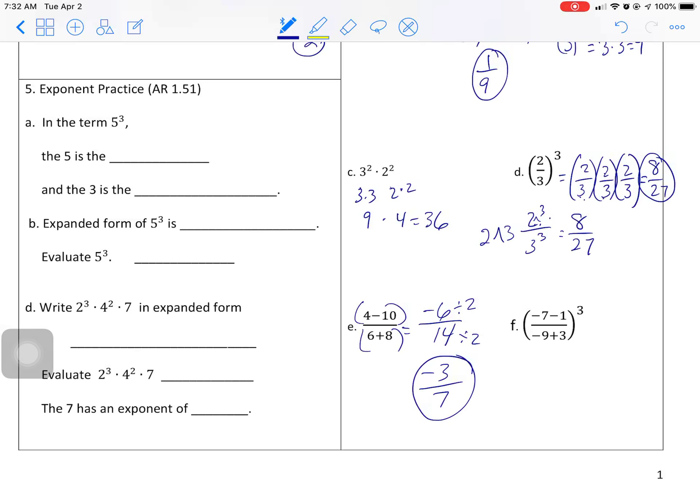This is going to turn into negative 8 over negative 6. Reduce the fraction. Negative over negative is a positive. Divide by 2 and it's 4 over 3, to the third, which is 4 to the 3, 3 to the 3. 4 to the third power. 4 times 4 is 16, times 4 is 64. 3 times 3 is 9, times 3 is 27.